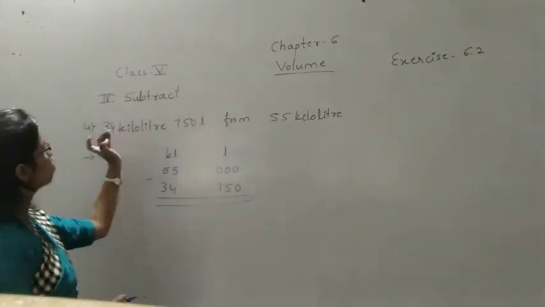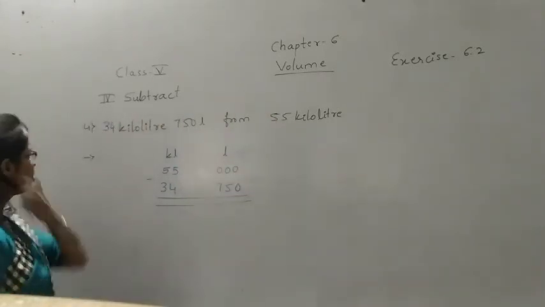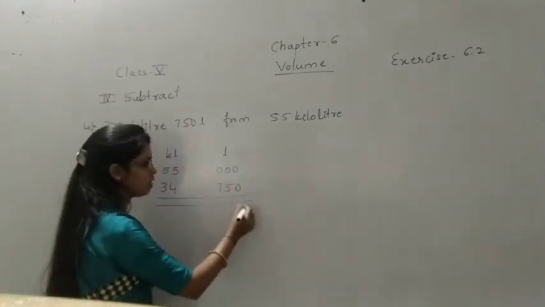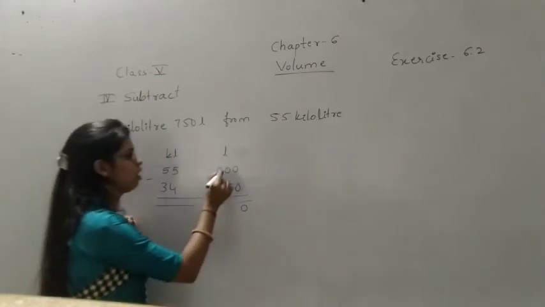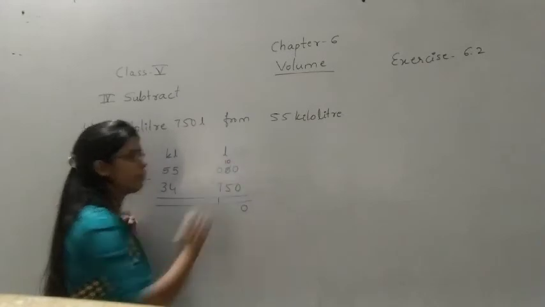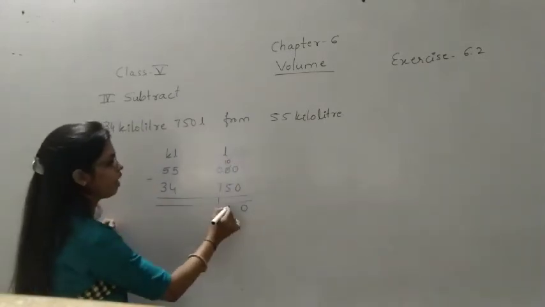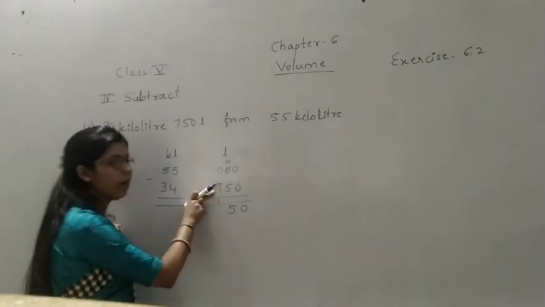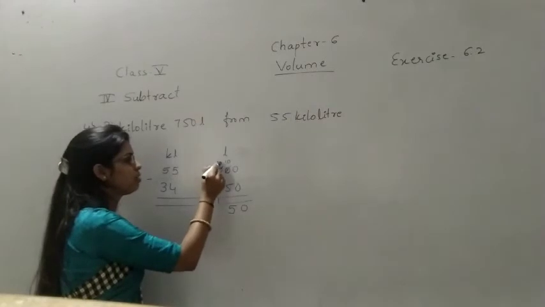See dear students, 0 minus 0 is 0. 0 minus 5, not possible. So we should take one carry. Then 0 becomes 10. So 10 minus 5 is 5. Next, 0 minus 7 is also not possible. So 0 becomes 10 when taking carry. So 10 minus 7 is 3.